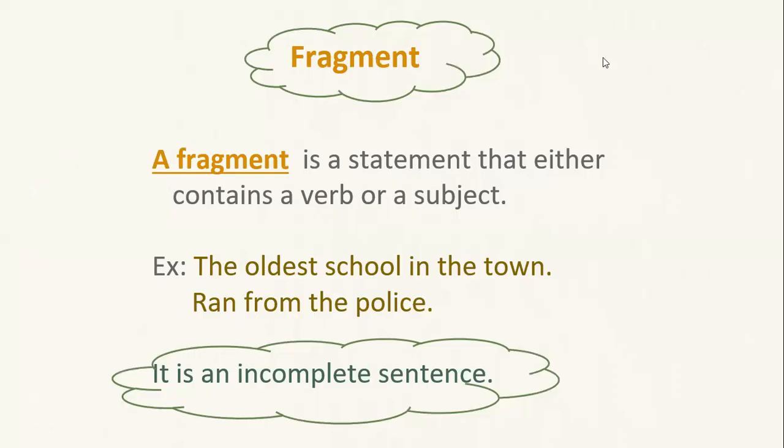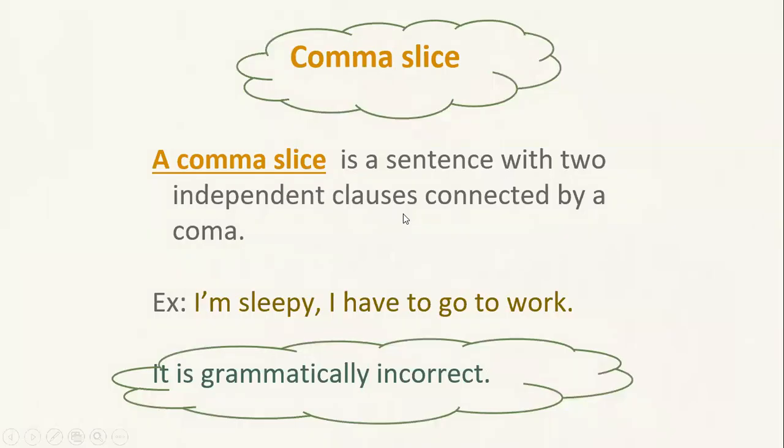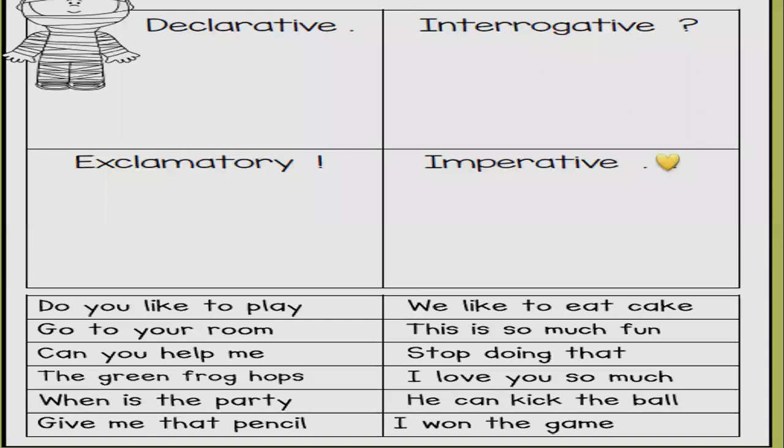Now this is the fragment. A fragment is a part of a sentence and it doesn't give you a complete thought. It doesn't give you information at all. The comma: we use the comma to separate two independent clauses. It's so easy and it doesn't need much explanation.